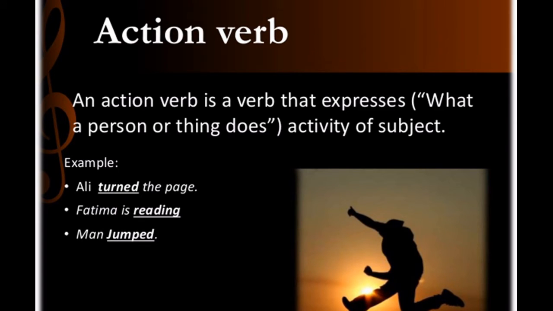Firstly, we will read about action verbs. An action verb is a verb that expresses what a person or thing does, the activity of the subject. So, in your action verb, the person must do some physical action. When a person is doing some physical action, there must be a physical activity. Then there would be an action verb.